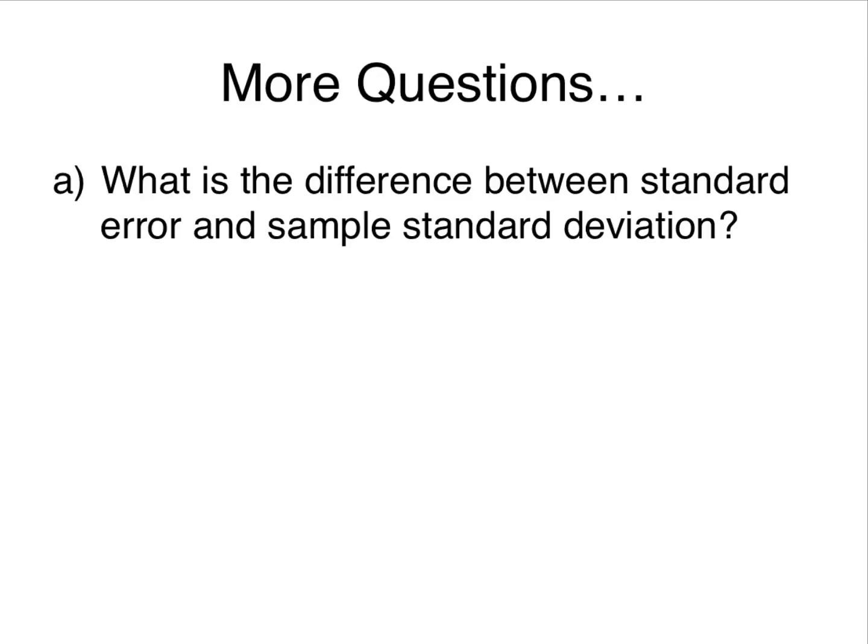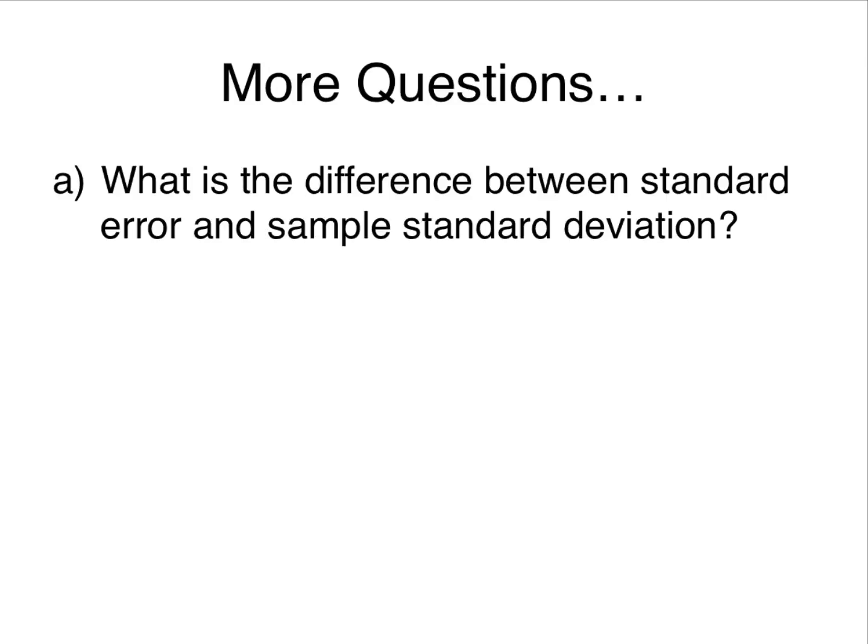The first is, what is the difference between a standard error and a sample standard deviation? So a standard deviation is the average distance between individual observations or raw scores and the mean of a sample. So this tells you how much individual observations vary from the mean. For example, if we had a group of people and calculated their ages, the standard deviation would tell you the average distance between the individual ages and the mean age of that sample.